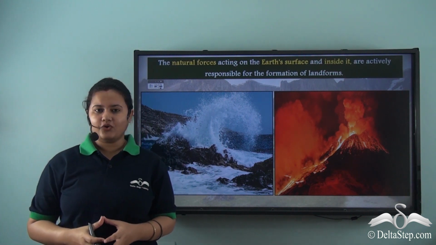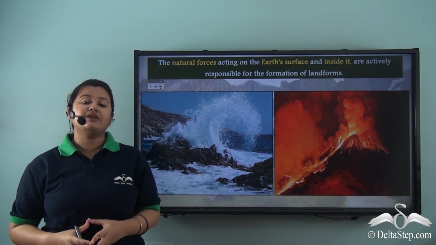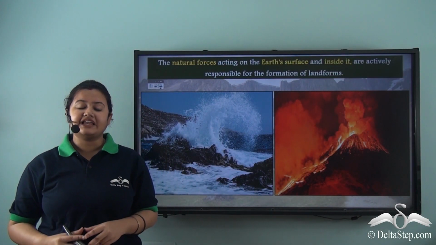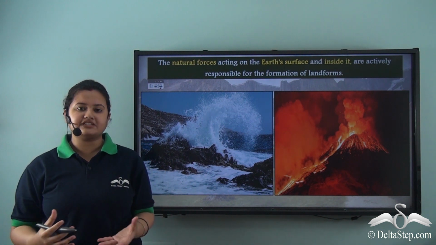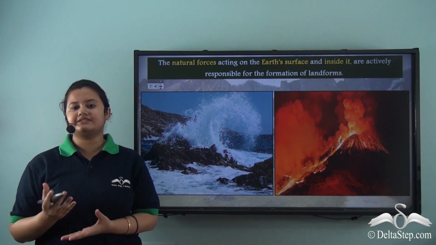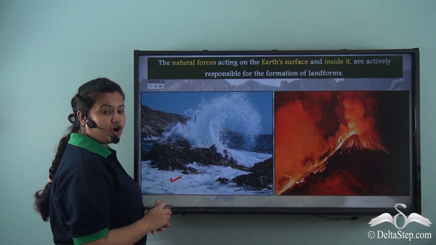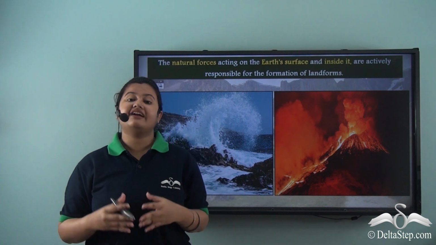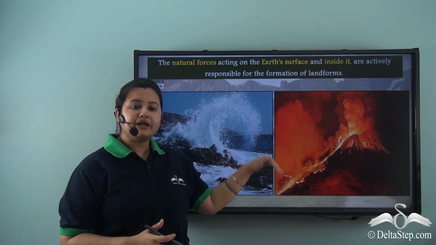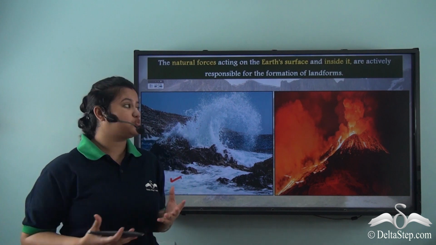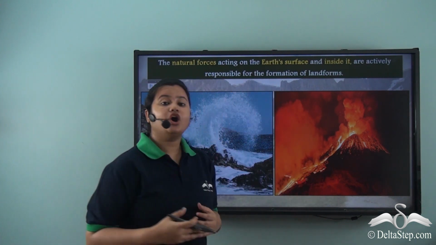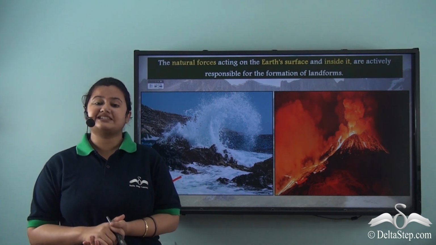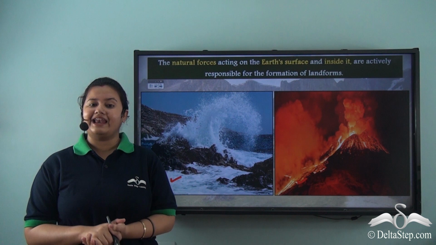Now you already know what is a landform. So now let's see how they are formed. Well, during the formation of the earth, there are various natural forces that are active on the earth's surface, like the waves or running water and also winds. Now, apart from this, there are other forces that are acting below the earth's surface, and due to which we can see volcanoes or even earthquakes. So these forces collectively are responsible for the formation of landforms.